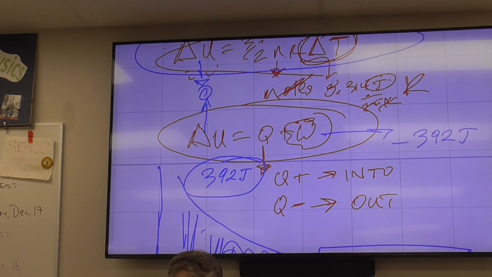So here's what's going to happen in terms of a visual. To make this happen, would I put this thing into an ice bath or into a hot water bath? Hot water bath, because you need to add joules. I've got to put energy into it. Q has to be positive, right? I'm going to put energy in. Well, what would you see the syringe, the plunger, do? You would see it expand.